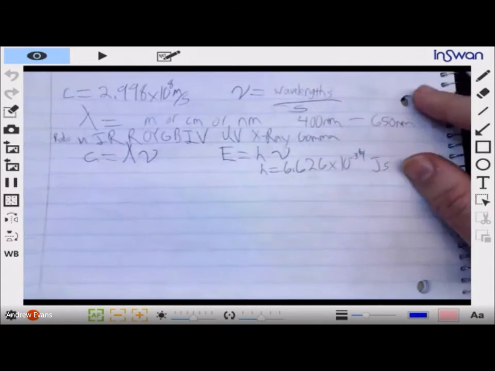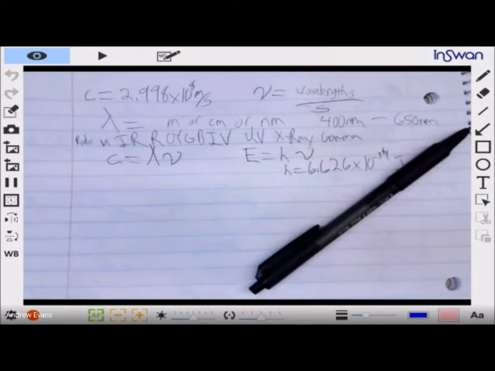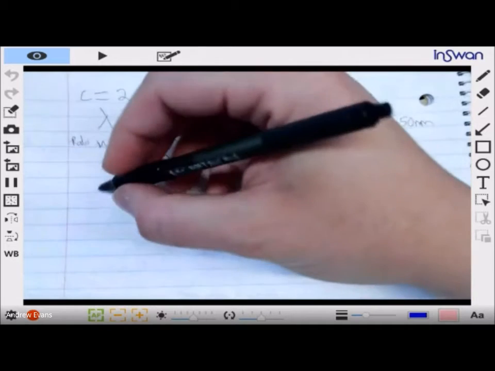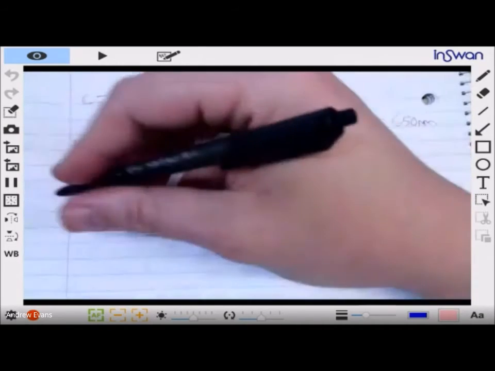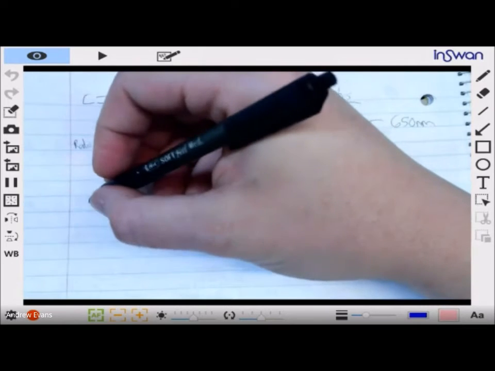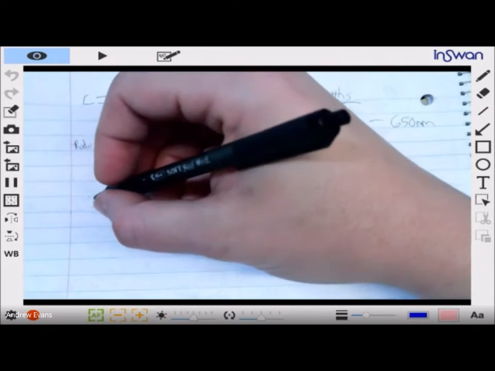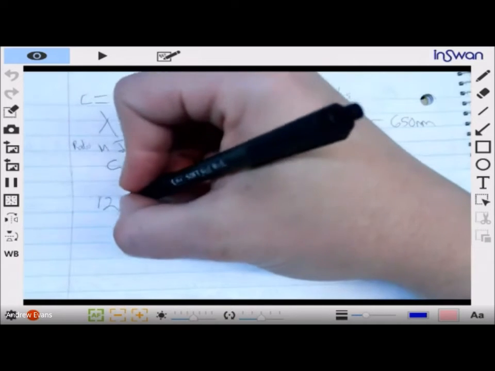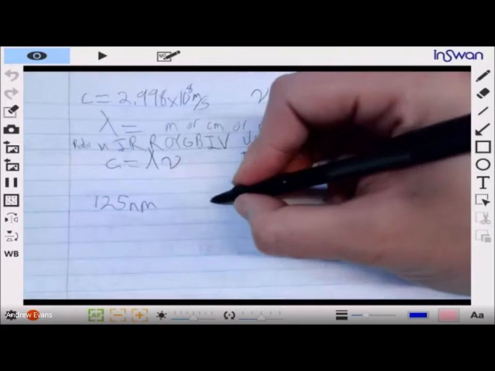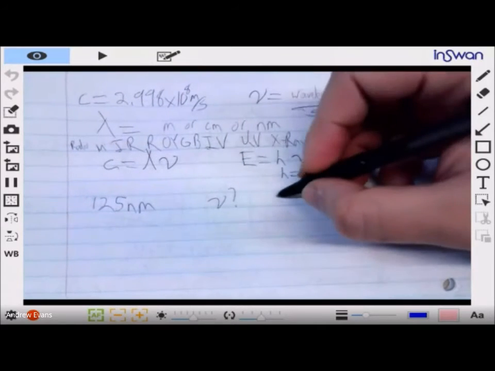Okay, so let's go ahead and do at least one quick question. Like if I said we have some sort of wave ray with, let's say, 125 nanometers, and we want to say, what is the frequency or what is the energy?